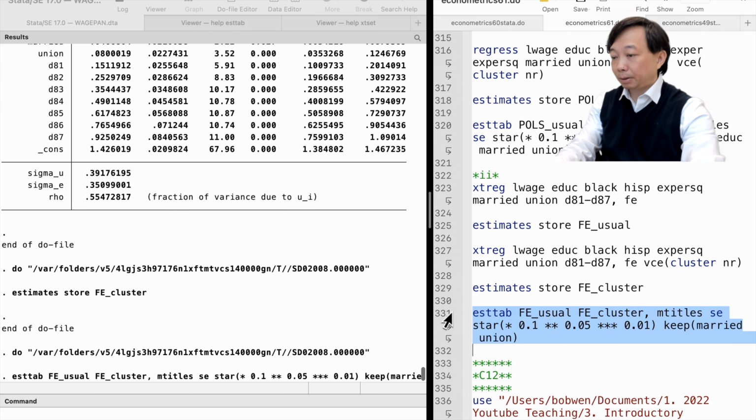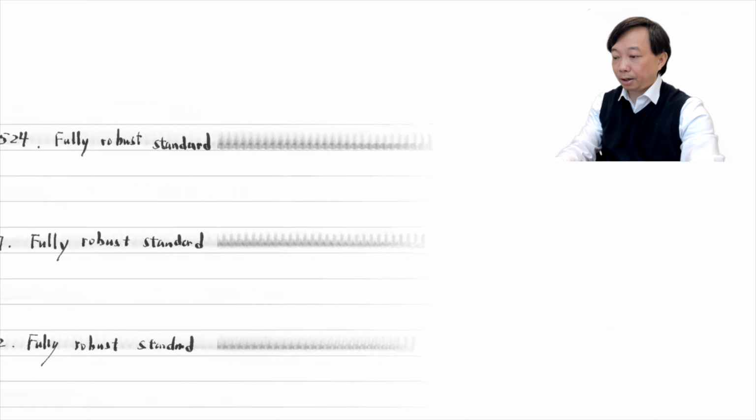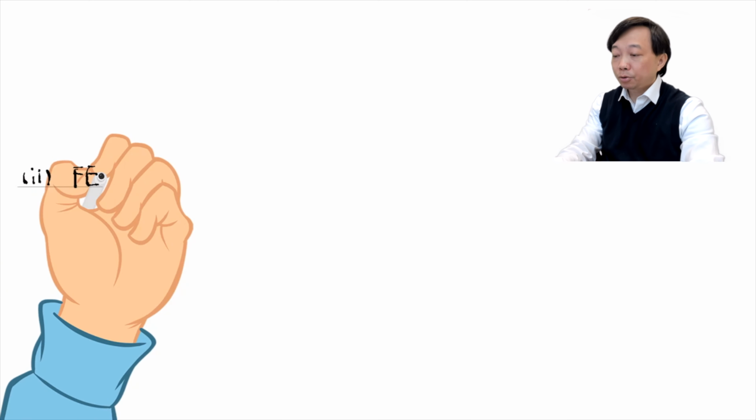We will also examine the key explanatory variables of education, married, and union. Since education is time constant within each worker, it will be removed by the fixed effects within transformation. The fully robust standard errors for married and union are larger than the usual standard errors, but the difference is not as big as in the pooled OLS case. The statistical significance of the variables is unchanged.